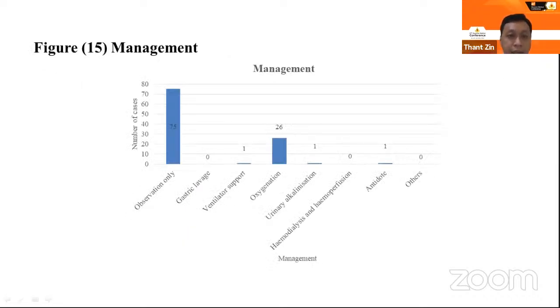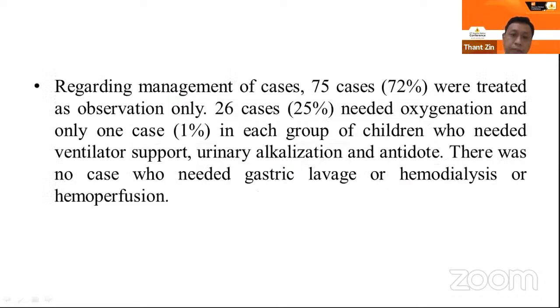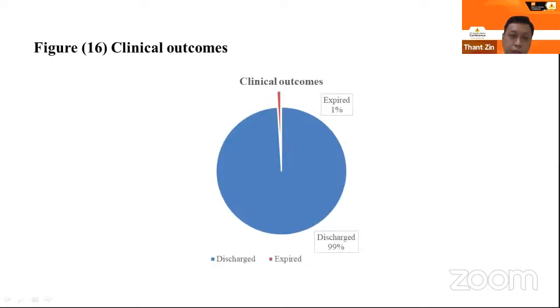Regarding the management, most of the cases are managed via observation only, that is 75%. Only 26% need oxygenation, and one case needs ventilator support, urinary alkalinization, and one case needs an antidote. Regarding the clinical outcomes, only one case expired, that is 1%.